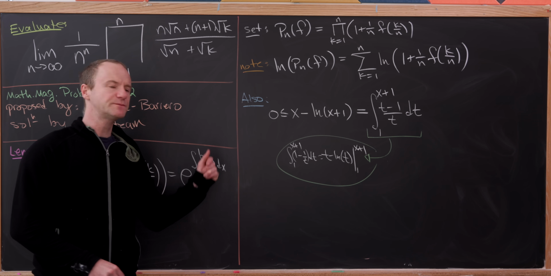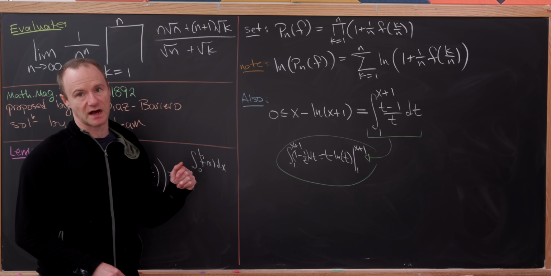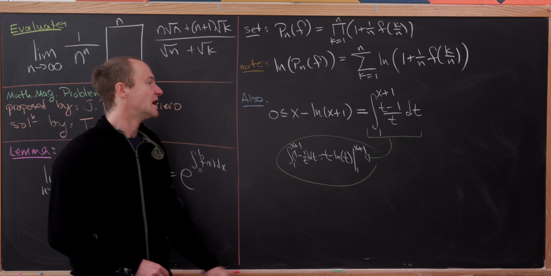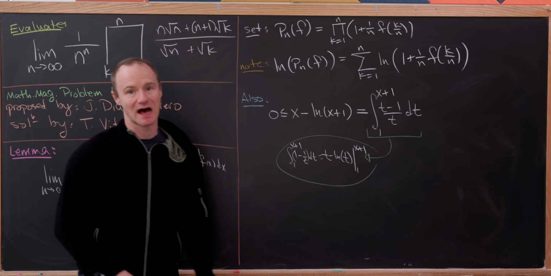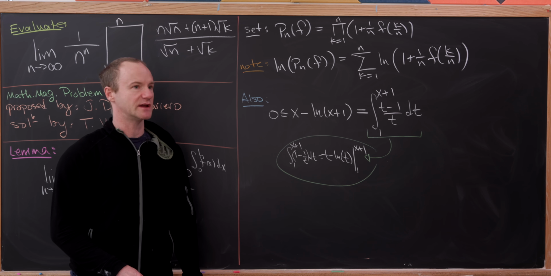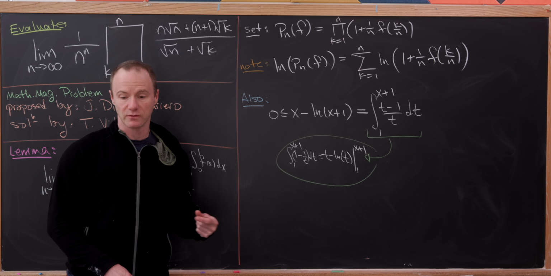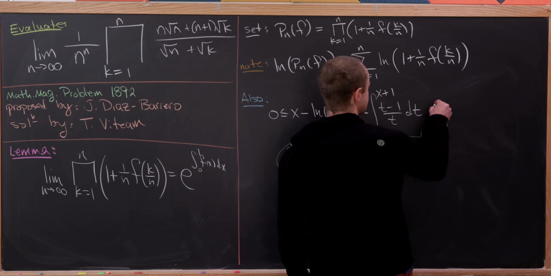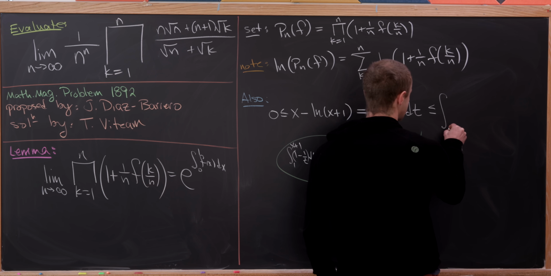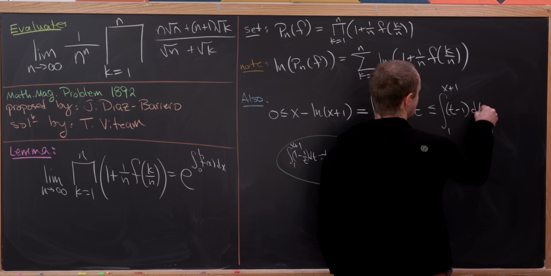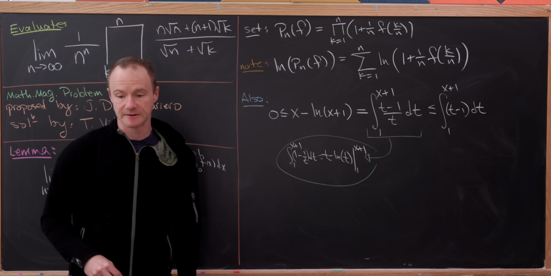Okay, so now let's put something above this object. So in other words, extend this to a compound inequality. And we'll do that by deleting the denominator. But notice that by the bounds of integration here, the denominator is bigger than 1. So if we get rid of the denominator, we've created something larger. So here, this is going to be less than or equal to the integral from 1 to x plus 1 of t minus 1 dt.